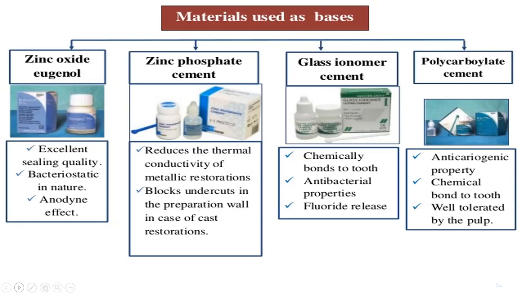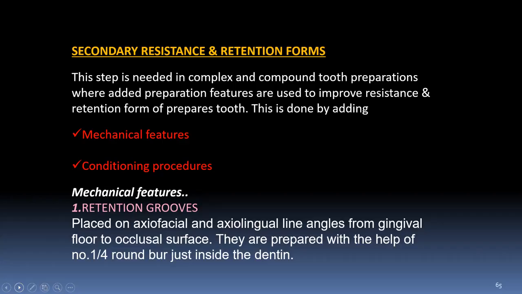polycarboxylate cement. Then the secondary resistance and retention forms are usually used in more complex and compound tooth preparations, where added preparation features are used to improve the resistance and retention form of the prepared tooth surface. This can be done by adding mechanical features or conditioning procedures.